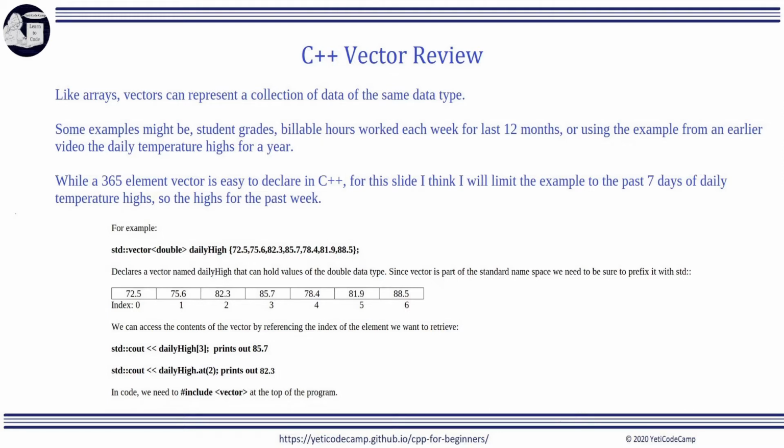We can access the contents of a vector by referencing the index of the element we want to retrieve. Now I have a couple output statements representing how we can access this data. The first one, we're accessing daily high index 3, so it will print out 85.7. The second one, we're using a different function, the vector.at function, to reference index position 2, which is going to print out 82.3. Also, just one more time, in the code we need to include vector at the top of the program in order to utilize vectors.